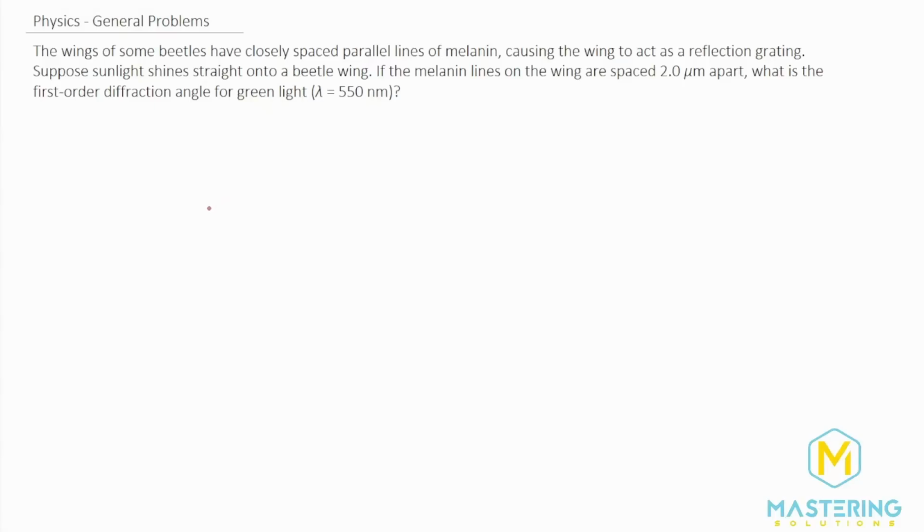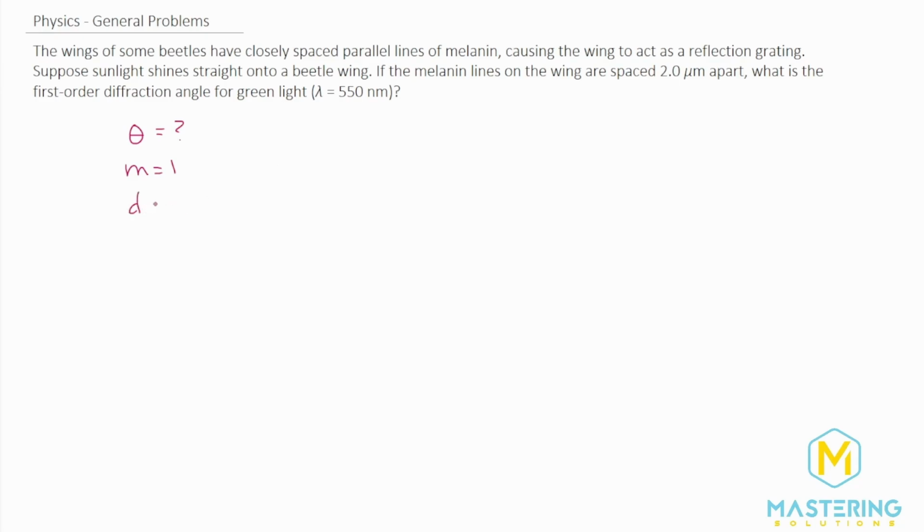Welcome to Mastering Solutions. Let's start this problem by making a list of what we're given. We need to figure out what is the first order diffraction angle. So that is going to be theta. That's what we're trying to solve for ultimately. If they say first order, then that means m in this question will be 1.